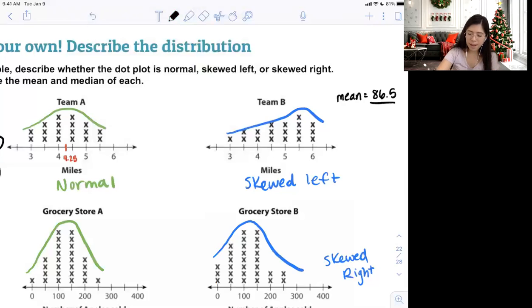86.5 divided by, how many are there? 1, 2, 3, 4, 5, 6, 7, 8, 9, 10, 11, 12, 13, 14, 15, 16, 17, also 18. What do we get? 4.80. That was quick. Okay, great. Now let's see about the median.